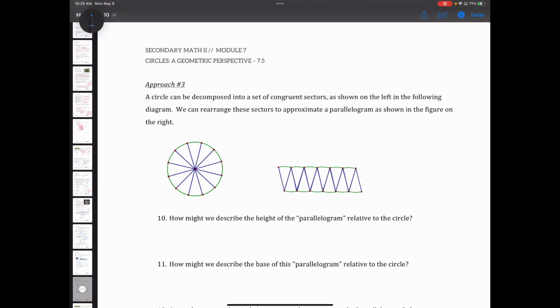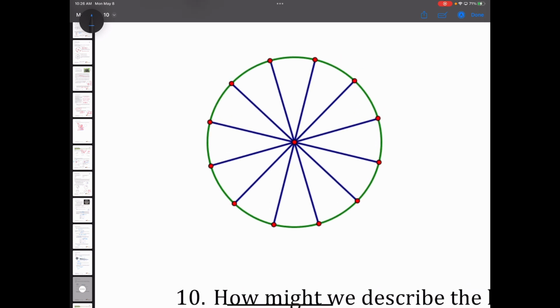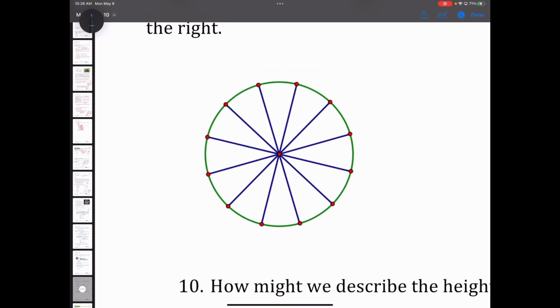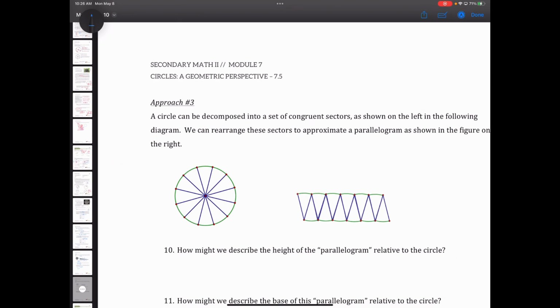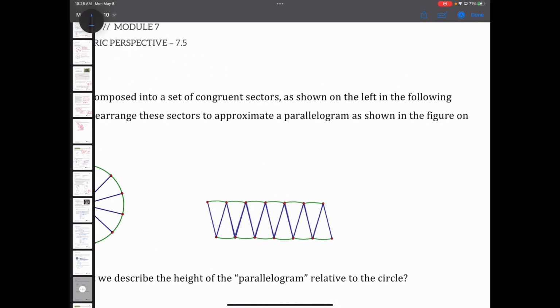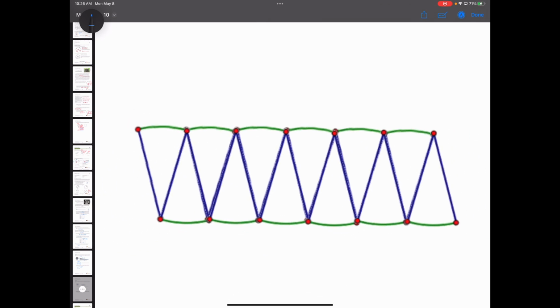Okay, here is our third and final approach. A circle can be decomposed into a set of congruent sectors, as shown on the left in the following diagram. So congruent sectors of this circle. We could rearrange these sectors to approximate a parallelogram, as shown in the figure on the right.